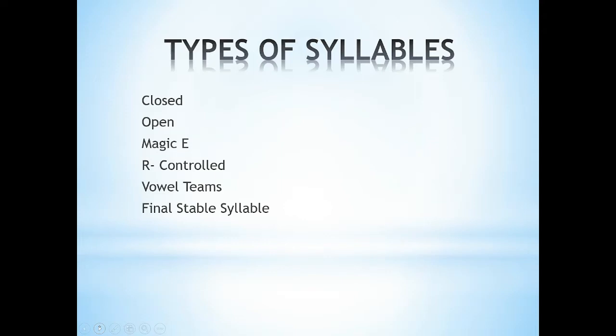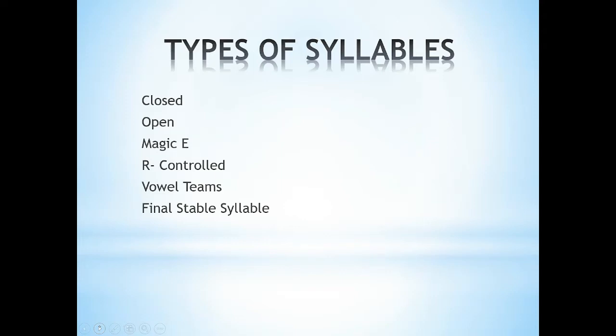A closed syllable is when there is a consonant after the vowel and the vowel has the short vowel sound, like a, e, i, o and u. Open syllable is when there is no consonant after the vowel, so the vowel has a long vowel sound: a, e, i, o and u. Magic E is when the word ends in E and E does magic. It makes the vowel say its name. Again, they will have the long vowel sound.